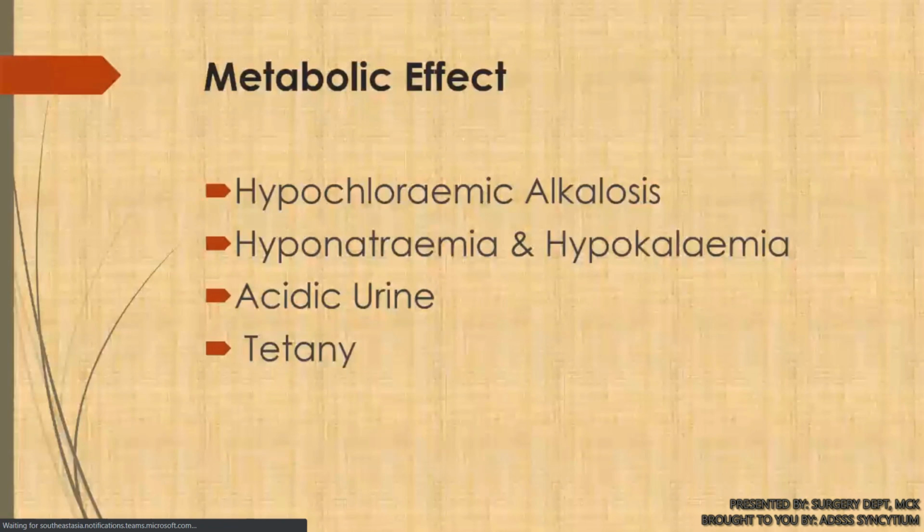So again, we come to the theory part. What are the metabolic effects of gastric outlet obstruction? There will be hypochloremic alkalosis. Also, there will be hyponatremia and hypokalemia. That means sodium, potassium both will be low. Hypochloremia will be there and alkalosis will be there. Paradoxically, the urine will be acidic. Also, in severe cases, tetany will be there.